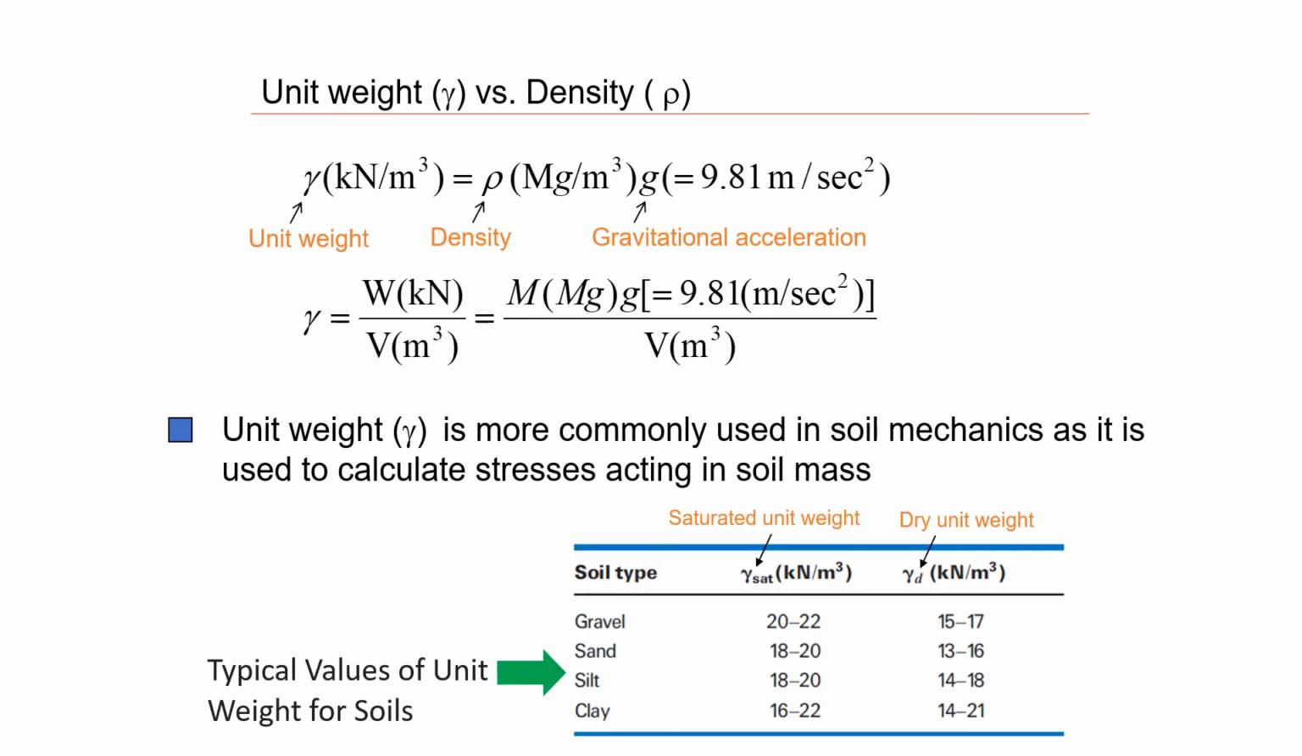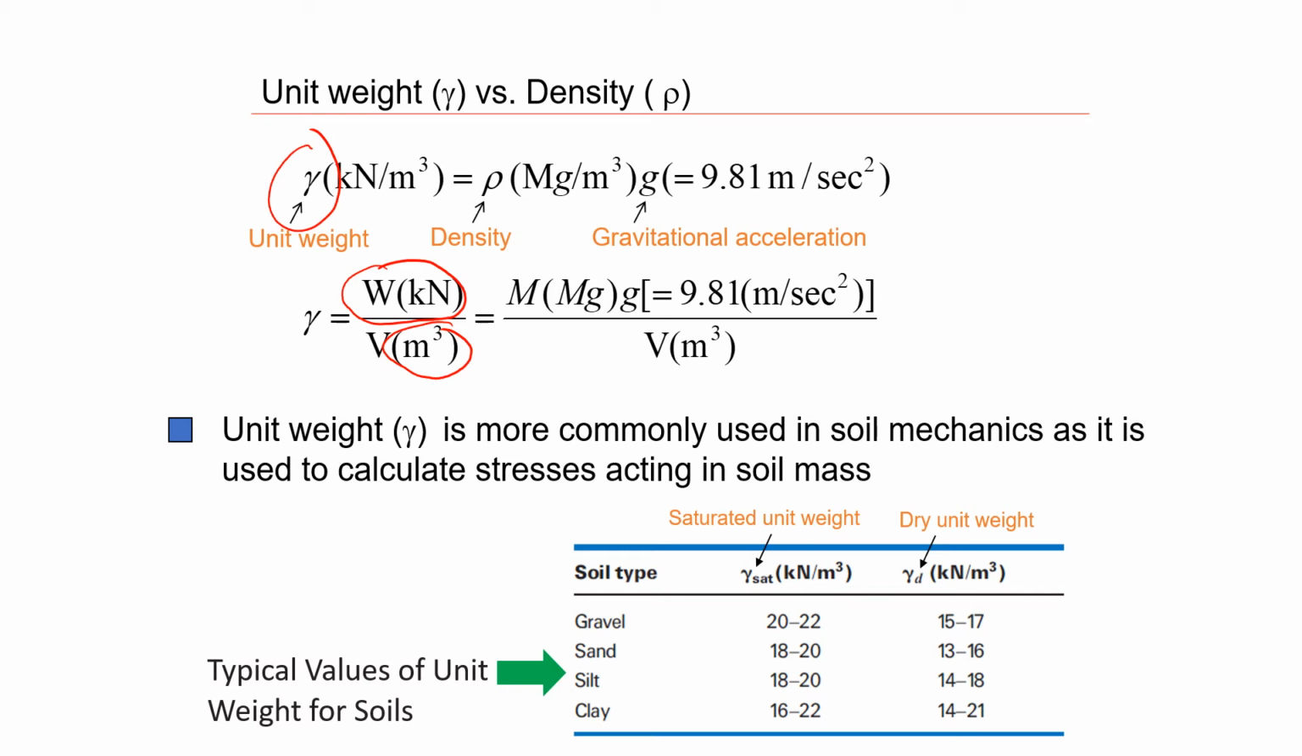Another important concept that we use in soil mechanics is a unit weight, or unit weight of soil. A unit weight of soil is defined as the ratio between the weight of soil that we measure in kilonewtons to the total volume of soil, which we measure in cubic meters. And the unit weight is actually more commonly used in soil mechanics than the density. You will see later that we use a unit weight to calculate the stresses acting in the soil mass.